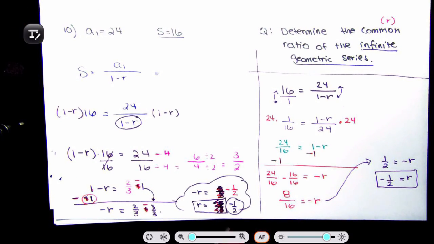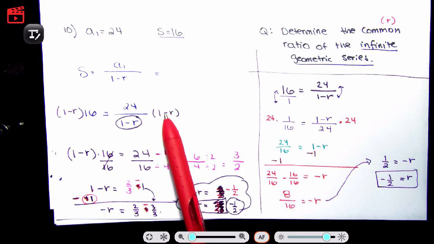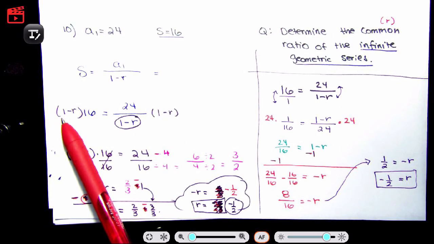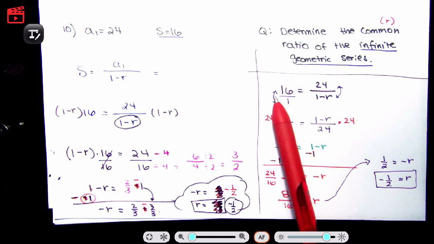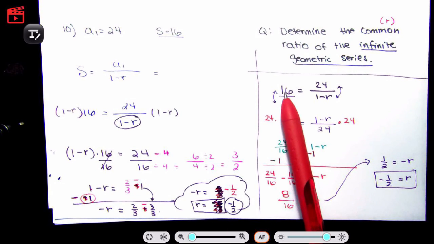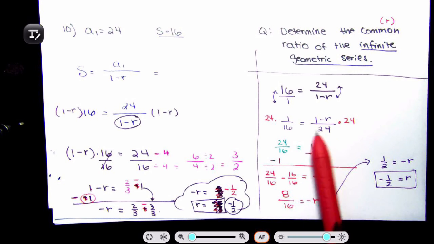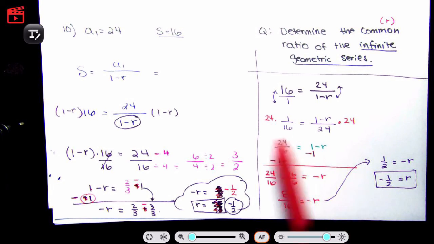So the only difference here is taking all of the denominator, multiplying both sides by it, not distributing, dividing by 16. This way you create a fraction with 16. So 16 over 1. Take both fractions, flip both fractions, and then continue solving by multiplying by the denominator here.